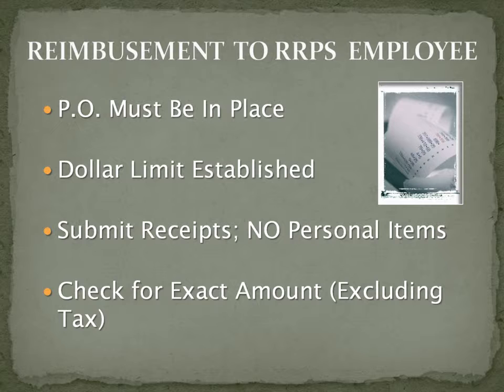The employee will sign the receiver information and turn in all vendor receipts, invoices, etc. No personal items should be reflected on the submitted receipt. The check is then written for the total amount of the vendor invoices, excluding any tax amounts paid and not exceeding the limit established by the purchase order. The check is made payable to the employee.